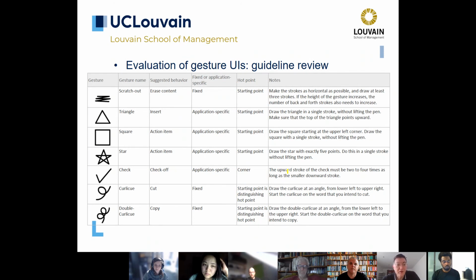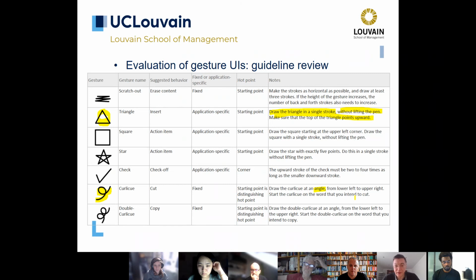So here are a few guidelines coming from Microsoft application gestures, which say, for instance, if you are using the triangle as a gesture, then the triangle should be in a single stroke without lifting the pen, and make sure that the top of the triangle points upward. So if we have this gesture, we have to be sure that the guidelines recommended by Microsoft will be properly addressed. Similarly, if I'm using a curly Q gesture, then again, the curly Q should be produced at some angle from lower left to upper right and start on the word that you want to cut. So again, these guidelines are very well stated and very well established, but it is difficult to properly evaluate these guidelines.